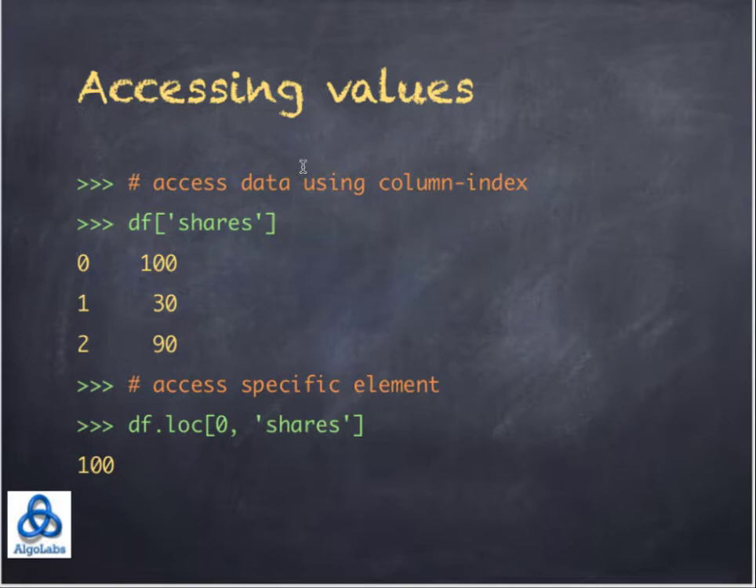As we would expect, you can extract data from such a table by giving the column index. So if we ask for the values in the column shares, then we get a new series which has position 0, 1, 2 and the three entries in that column. We can also use this loc function to access a specific row and a specific column, so a single entry in the table.